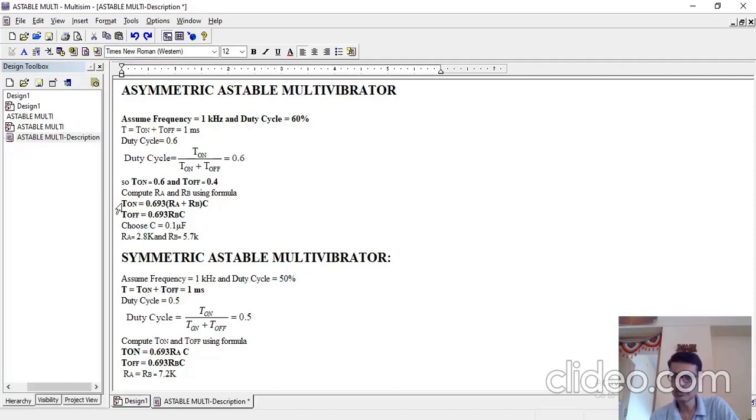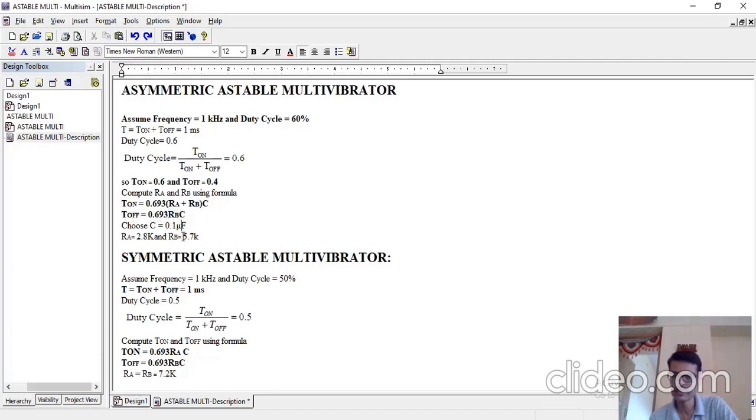Now using these two formulas for an astable multivibrator, we have to calculate the required resistor values. T on is a known value. The capacitor we can assume as 0.1 microfarad, and RA and RB we can find out easily. I'll start with this formula, that is T off is equal to 0.693 RB into C. Where RB is the only unknown parameter, I can substitute C equal to 0.1 microfarad and T off equal to 0.4 millisecond.